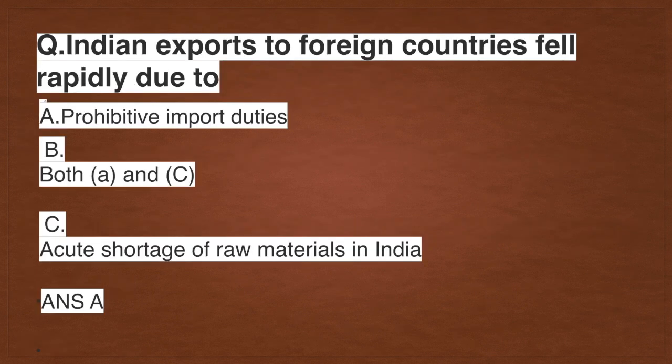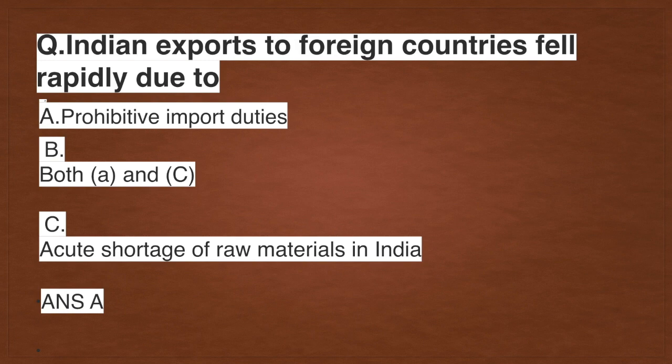Indian exports to foreign countries fell rapidly due to: A, prohibitive import duties; B, both A and C; C, acute shortage of raw materials in India. We can completely eliminate option C, because during that time India had an ample amount of raw materials. These raw materials were mainly used in Britain for their manufactured goods. During that time India became an agricultural colony for British manufactured goods. British imports were given more preference under imperial preferences.